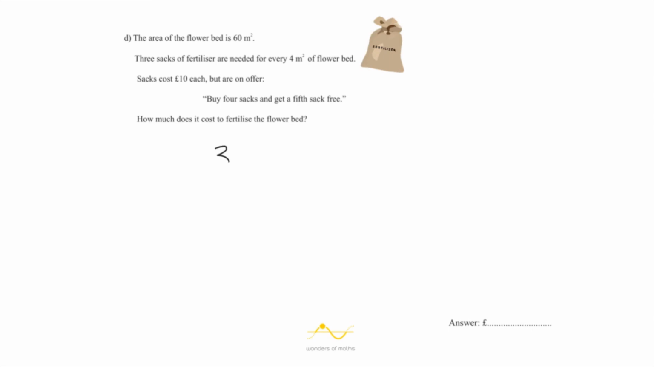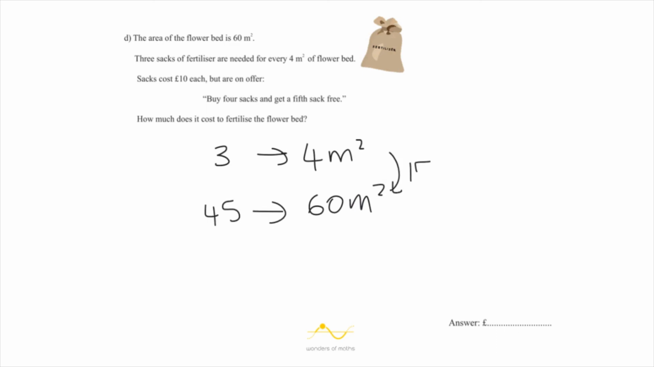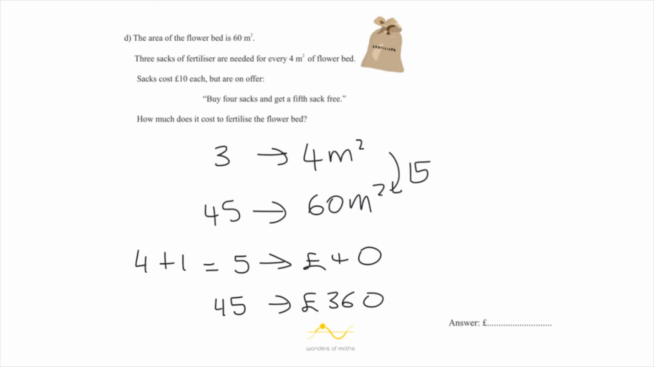We are told 3 sacks are needed for 4 metres squared. To cover 60 metres squared of land, we need 45 sacks of fertiliser, as 4 goes into 60 15 times. 4 sacks and a 5th free means you get 5 sacks for £40. Therefore, if you are going to get 45 sacks, you are going to pay £360, as 5 goes into 45 9 times. Therefore, your final answer is 360.